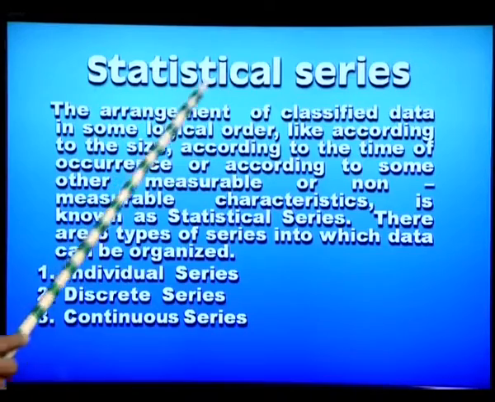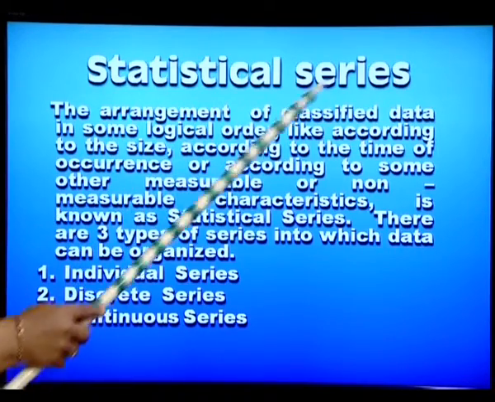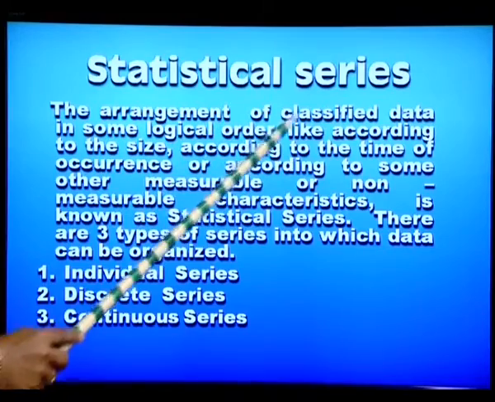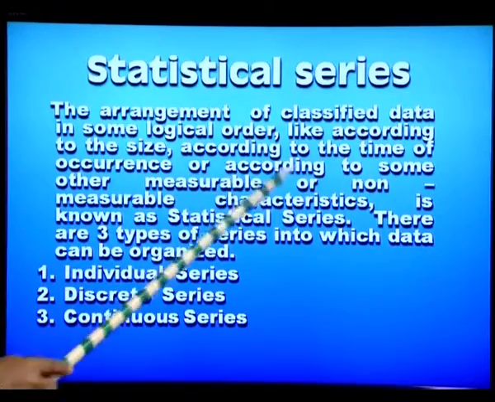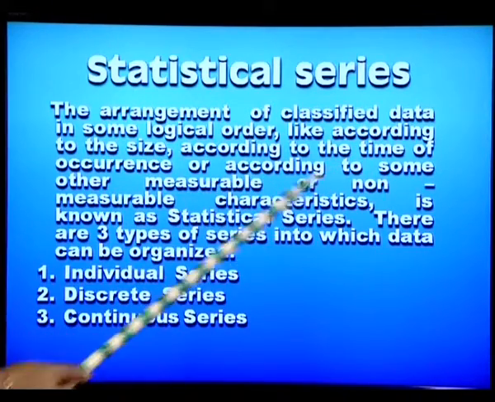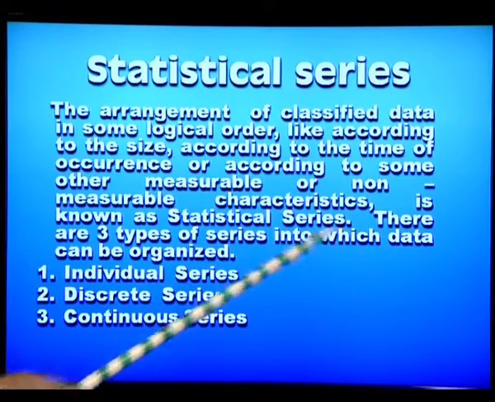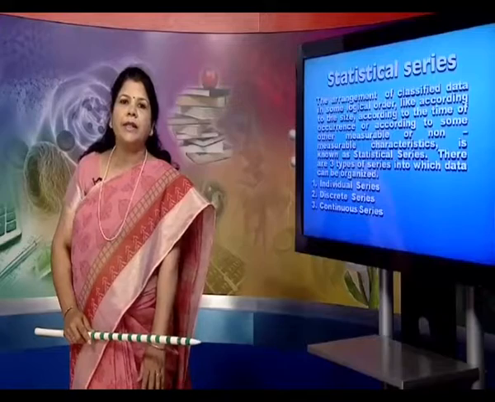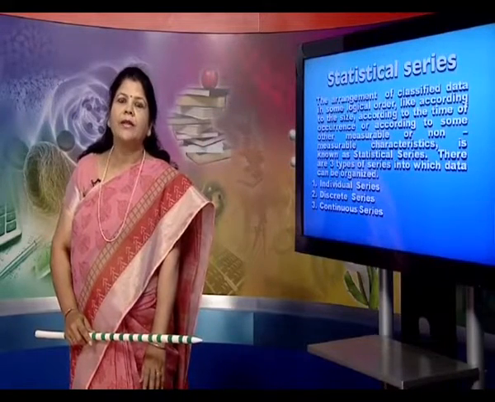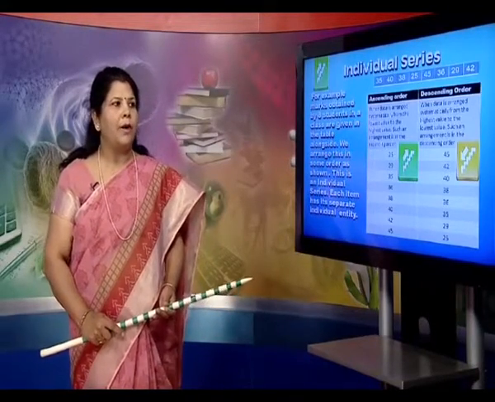Let us now understand the different statistical series. The arrangement of classified data in some logical order, like according to the size, according to time of occurrence, or according to some other measurable or non-measurable characteristics, is known as statistical series. There are 3 types of series into which data can be organized. These are individual series, discrete series and continuous series. Let us understand each one of these series one by one.